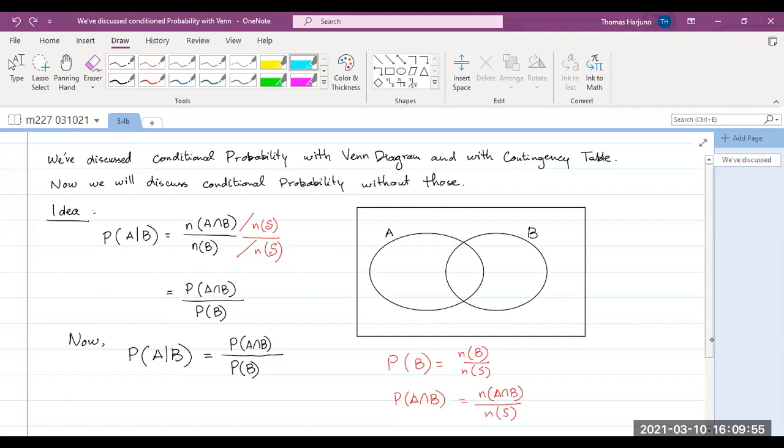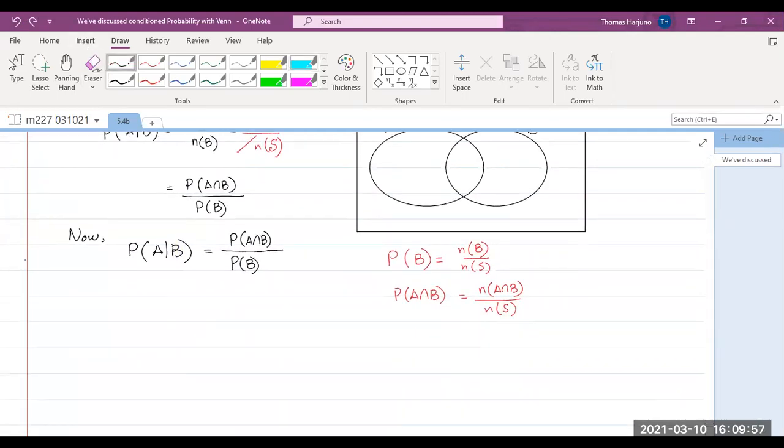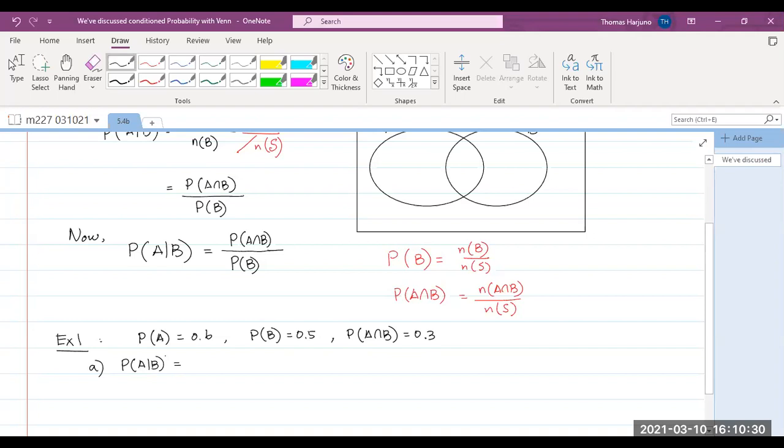Okay, let's start. Suppose, for example, the simple one: probability of A is 0.6. Probability of B is 0.5. Probability of the intersection is 0.3. Then what is probability of A given B? Now, write down the formula first.